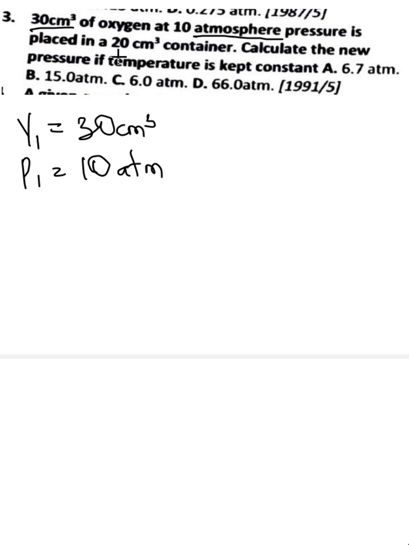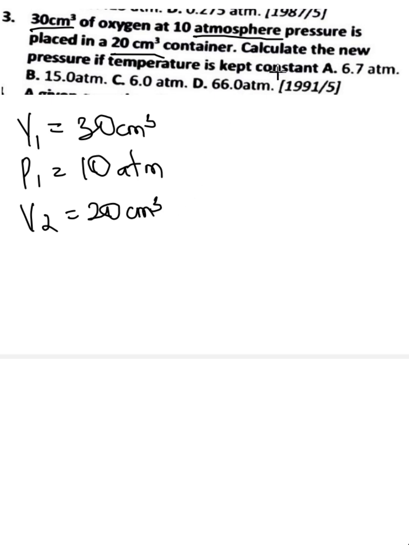Is placed in a 20 cm cube container. That is, we have 30 cm cube of oxygen at 10 atmosphere, is placed in a 20 cm cube container. So our V2 is 20 cm cube.